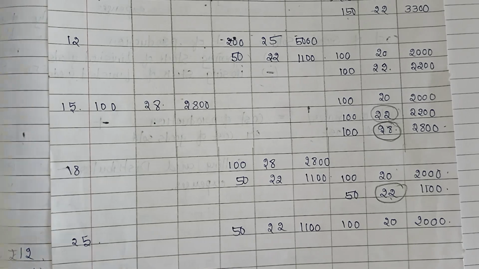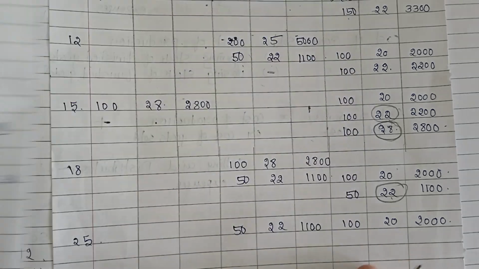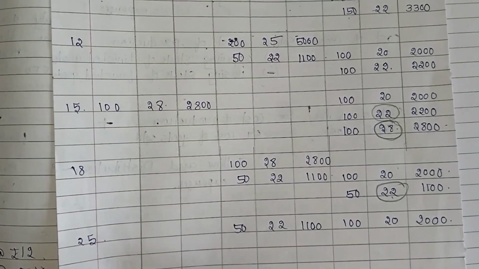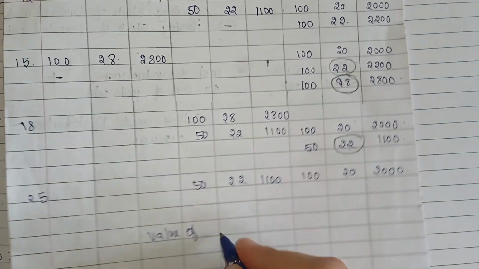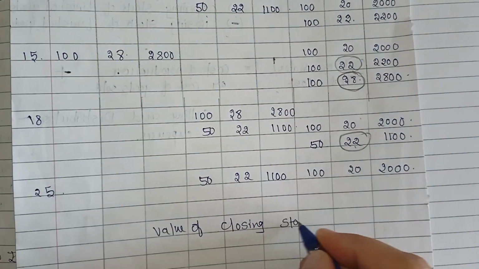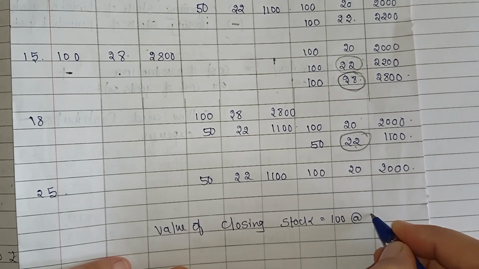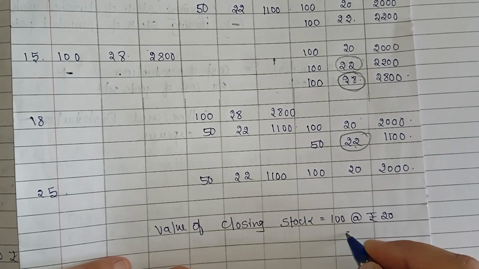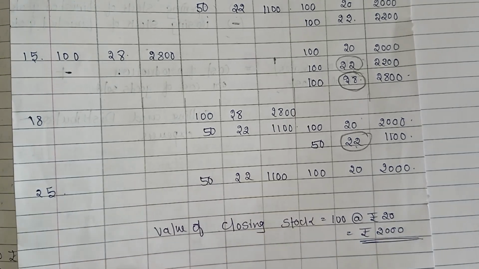So the calculation of the value of inventory issued using the HIFO method is over, and we find the value of closing stock on April 30th. The closing stock is 100 units at the rate of rupees 20, which equals rupees 2000. This is our value of closing stock.